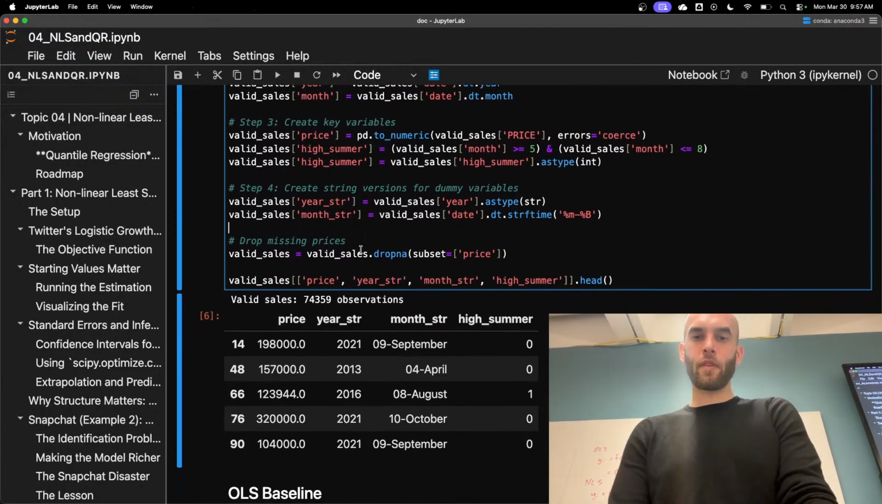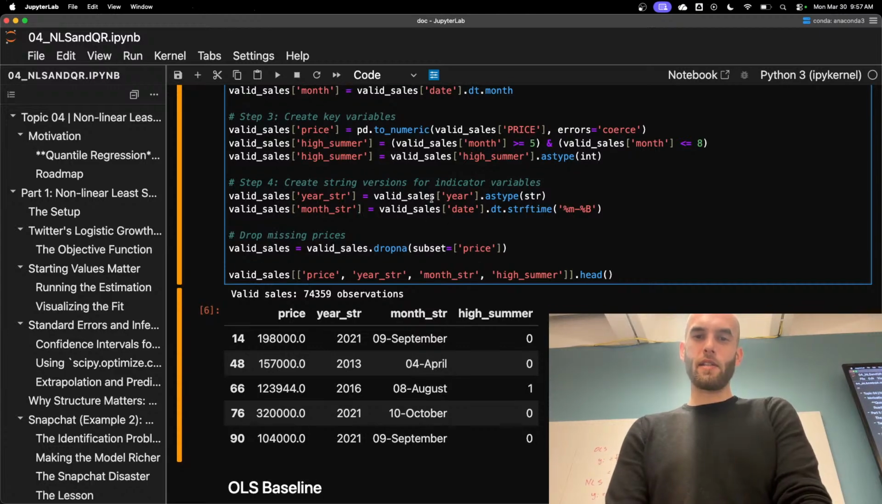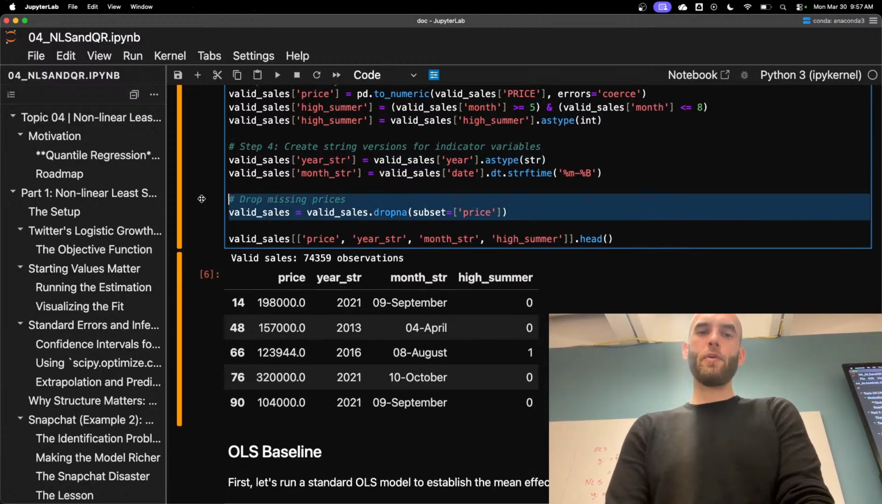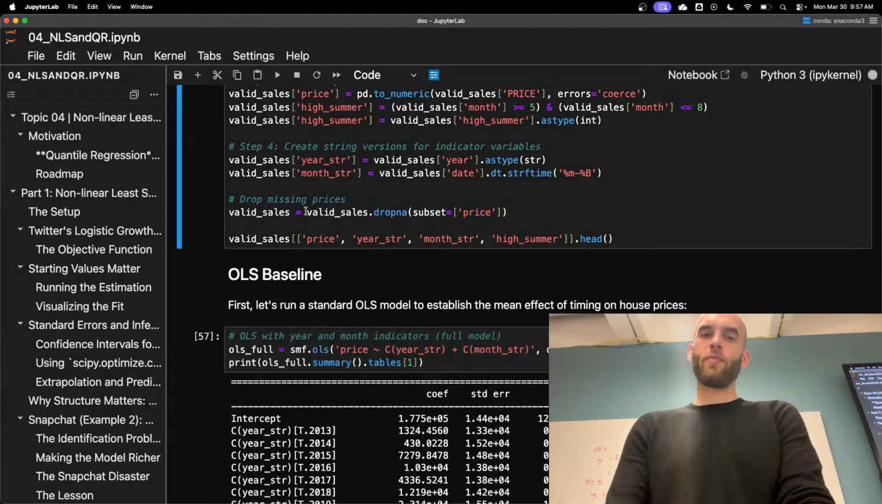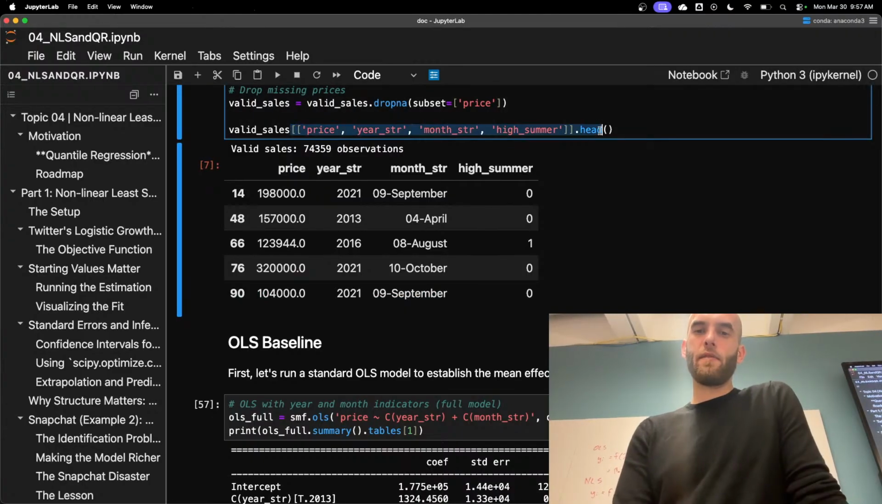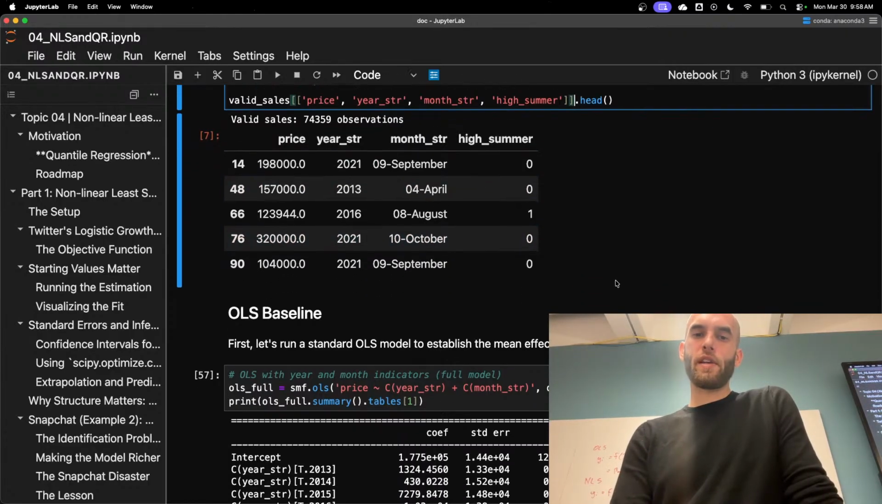And then all I'm doing here is just creating strings, using the year to create a year string and so on. And then the last thing I'm doing is just dropping the missing values. So when I run this, I get this thing. We're going to keep just these, these are the main variables. We have price, year, the month, and then whether we're in the summer.